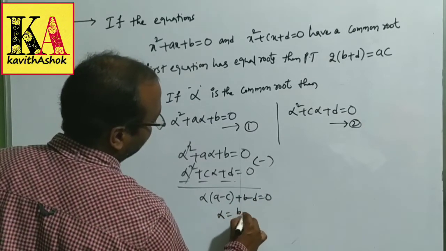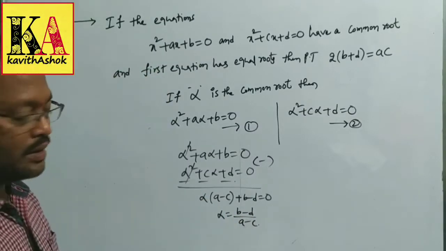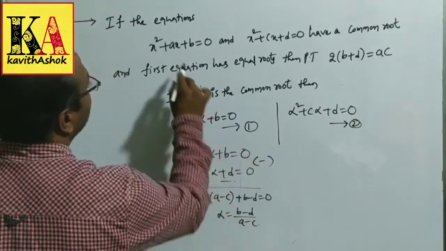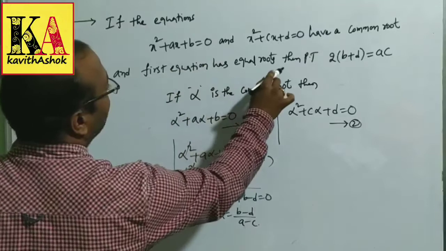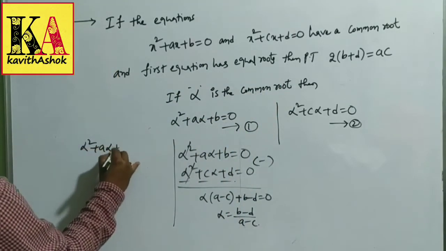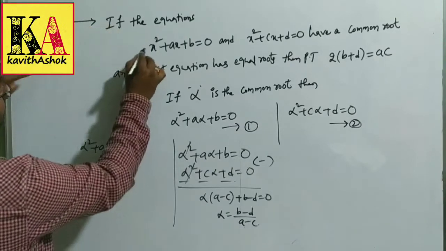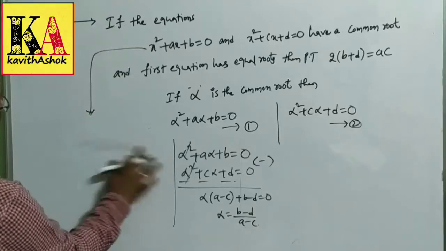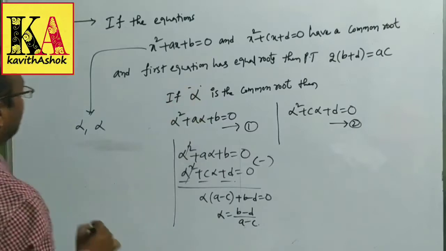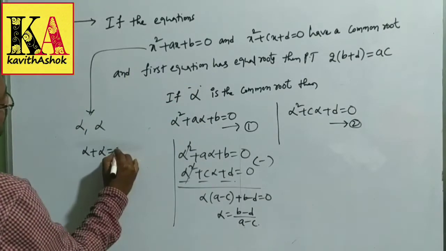Alpha is equal to (b minus d) by (a minus c). We are calculating alpha there. Along with that, what he says here is that equation 1 has equal roots. So alpha square plus a alpha plus b equal to 0. The roots of this, we can take alpha comma alpha. It has equal roots, right? Alpha comma alpha. Sum of the roots, alpha plus alpha, is equal to minus b by a, the formula.